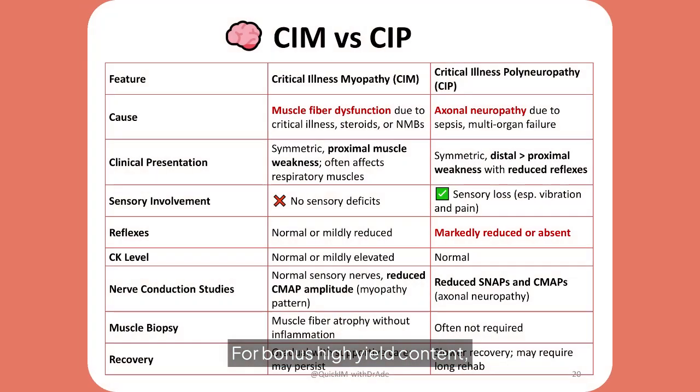For bonus high-yield content, critical illness myopathy involves muscle fiber dysfunction, while critical illness polyneuropathy involves axonal neuropathy. Key differences include sensory involvement and reflexes, with CIP showing sensory loss and reduced reflexes.